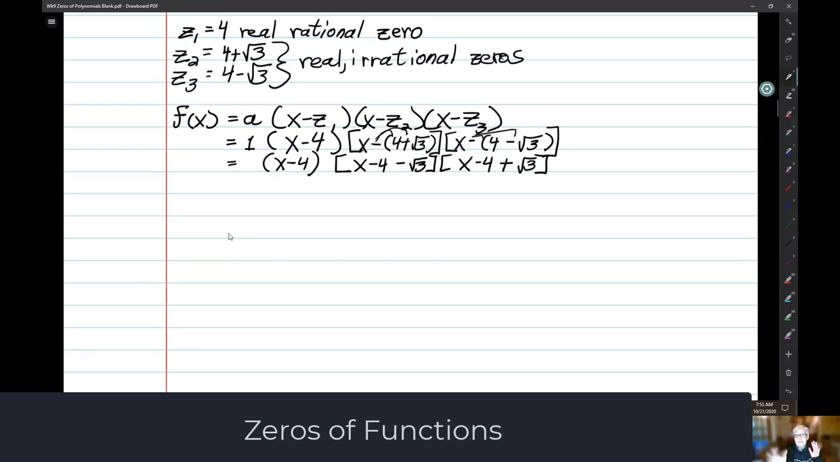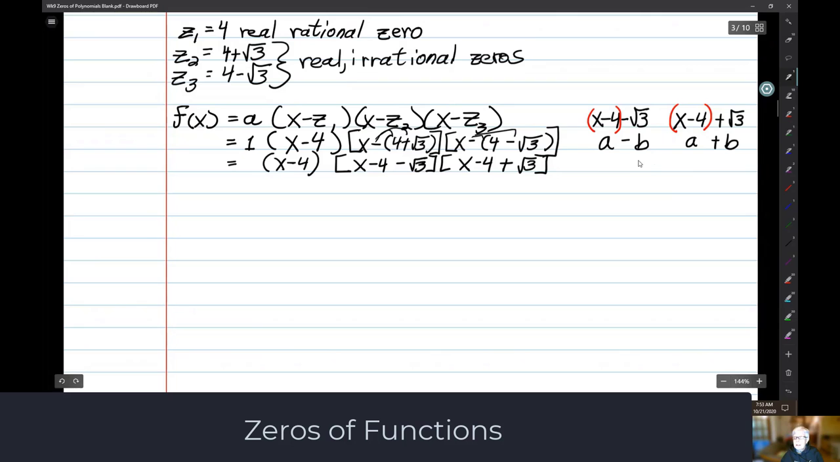Now here's the trick to make all of this easier. You have two factors of interest, not counting x minus 4: x minus 4 minus the square root of 3, and x minus 4 plus the square root of 3. Notice this, that if you put parentheses around the x minus 4 and the x minus 4, you're going to have a minus b times a plus b. These are conjugates.